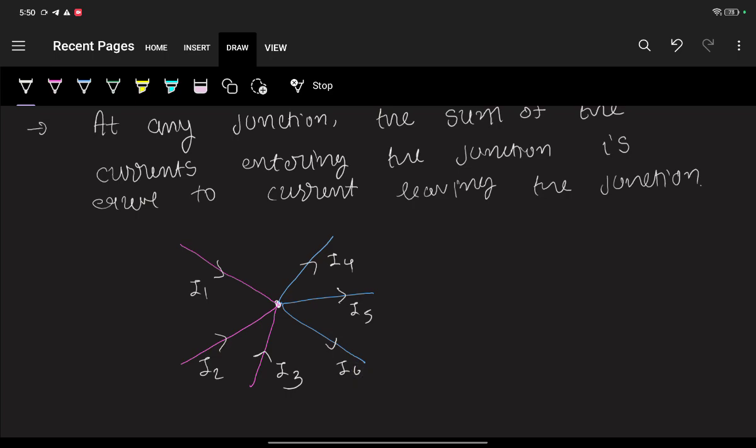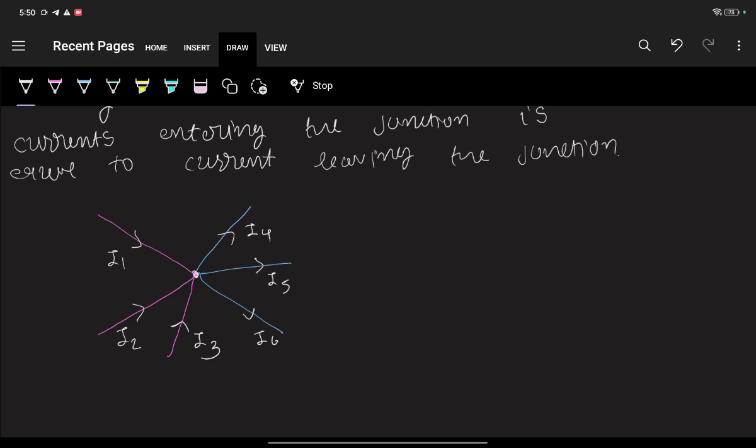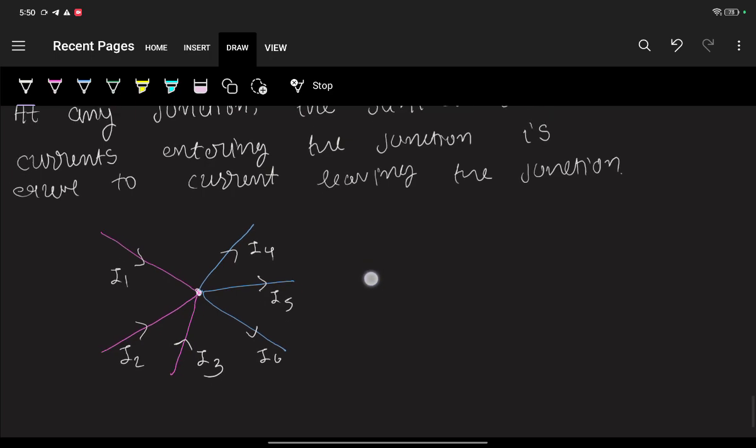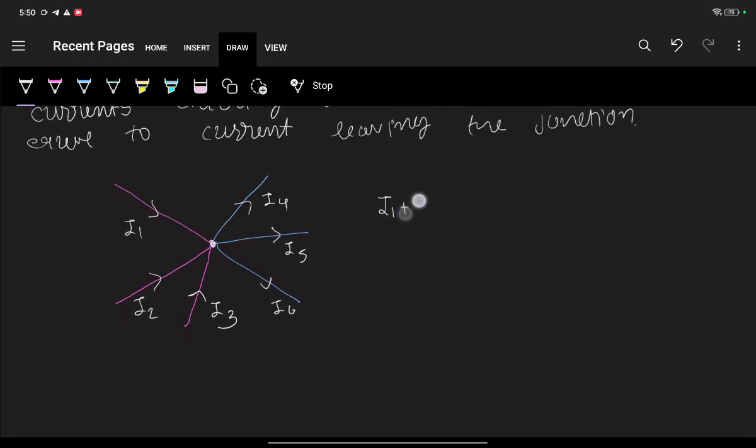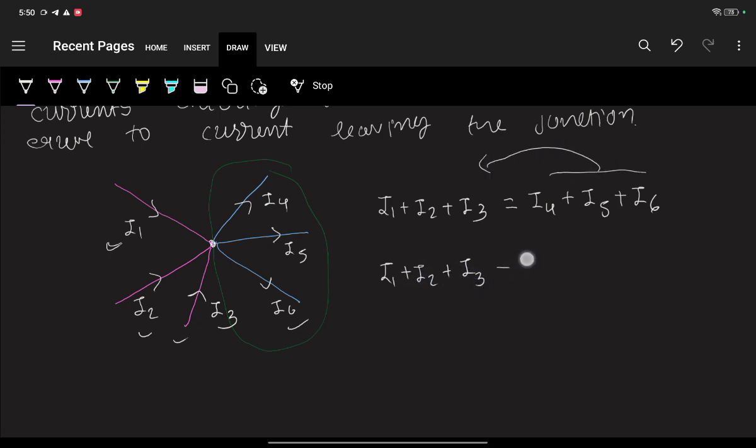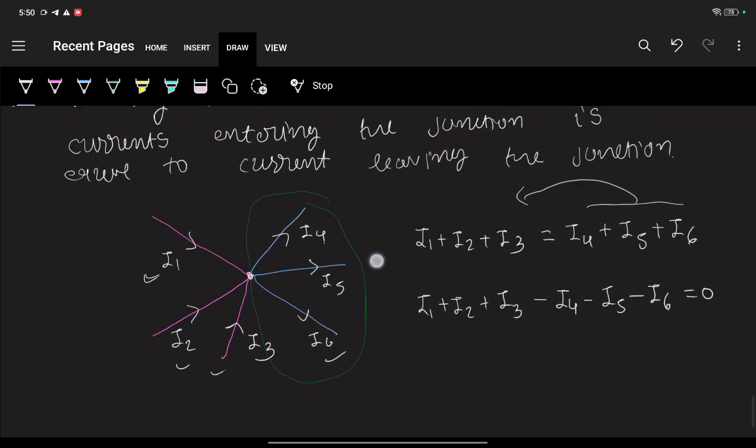The sum of entering and leaving currents is equal. That means I1 plus I2 plus I3, which are the entering currents, will be equal to the leaving currents, which is I4 plus I5 plus I6, right? We can also write it as I1 plus I2 plus I3, and if you take these terms to this side, they become negative, minus I4 minus I5 minus I6, is equal to 0. This is the first rule.